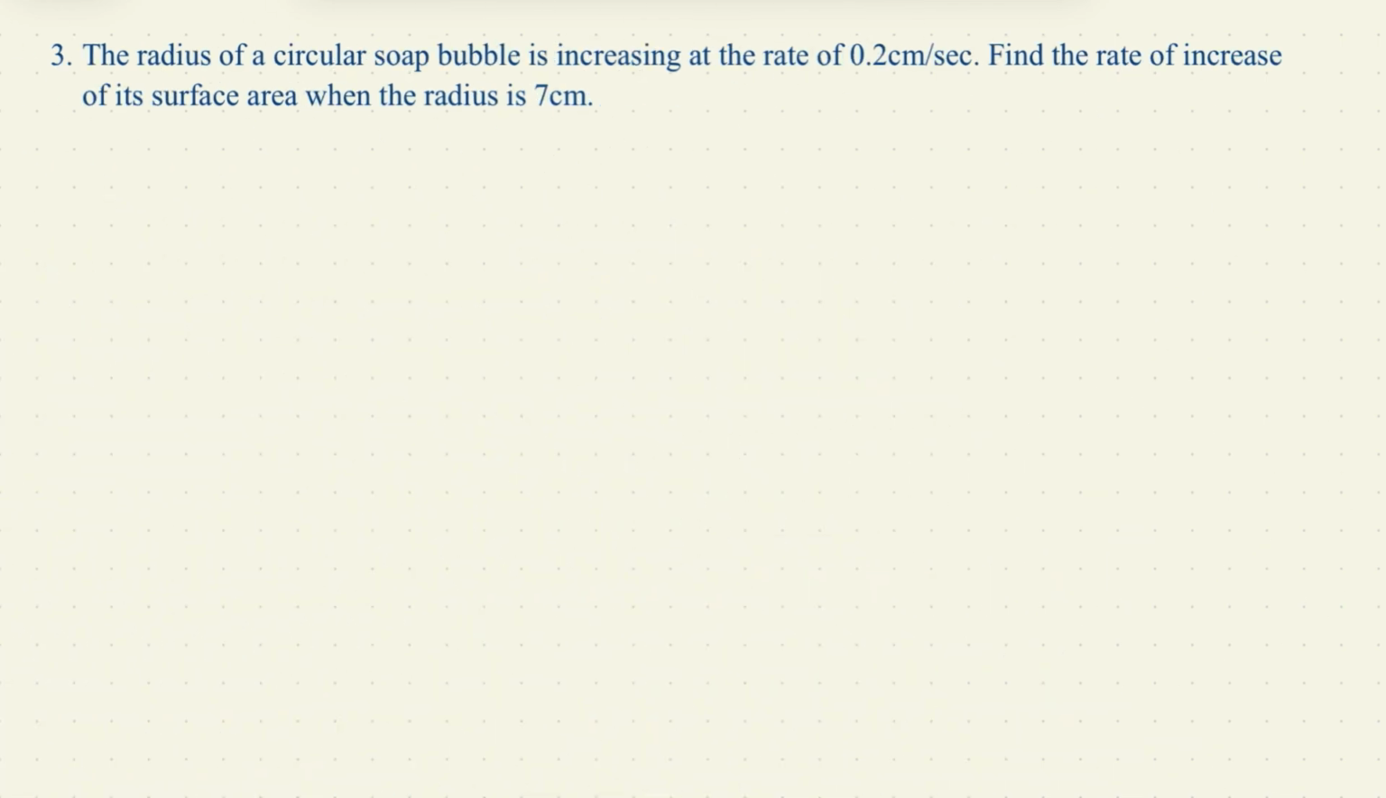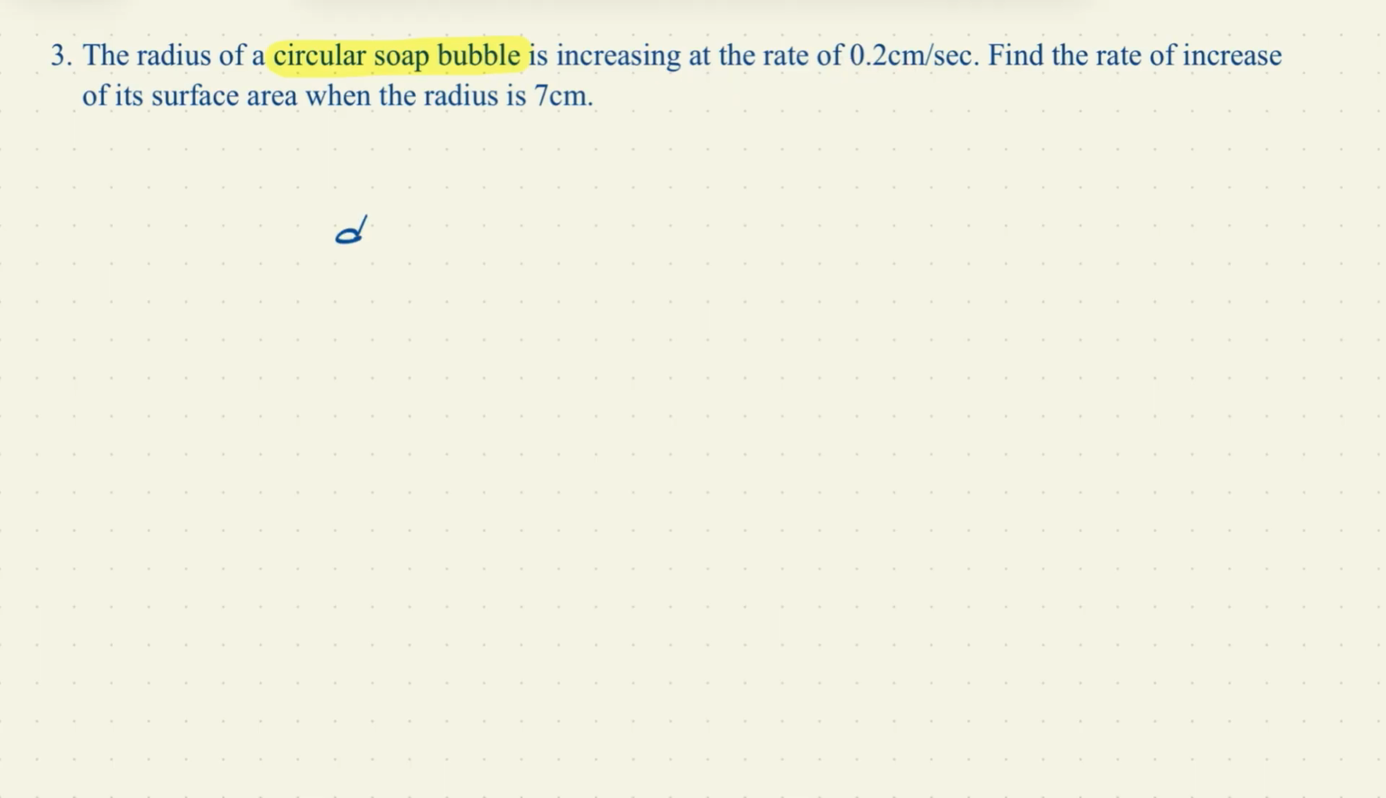The radius of a circular soap bubble is increasing at the rate of 0.2 centimeter per second. See, here the question is saying there's a circular soap bubble. That means bubble will be in a spherical shape. So here the shape is sphere, and the question has given that the radius of this sphere is increasing at the rate of 0.2 centimeter per second.